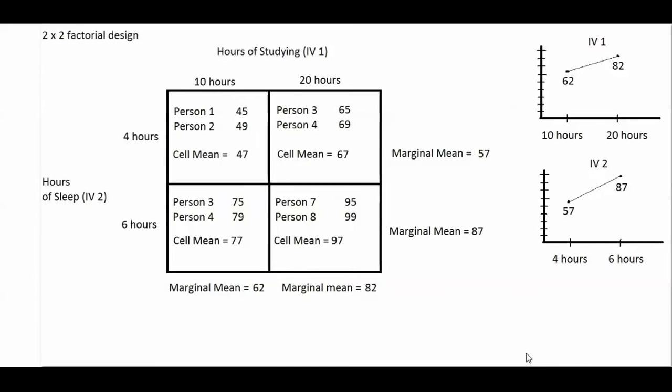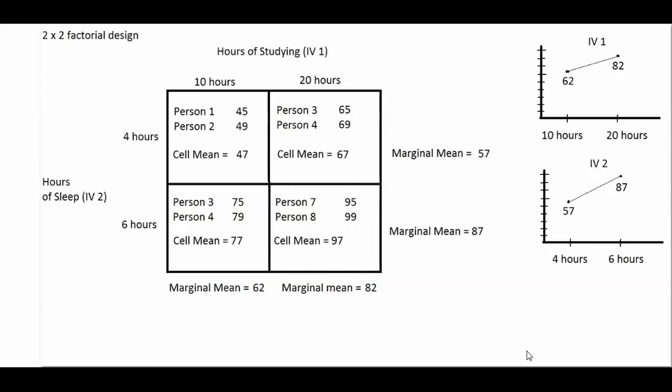A factorial design allows you to look at the main effects of the two independent variables, but it also allows you to look at whether the effect of each independent variable depends on the level of the other independent variable. If the effect of each independent variable depends on the level of the other independent variable, then there's an interaction between the two independent variables. Let's look at whether we have an interaction in this data set.